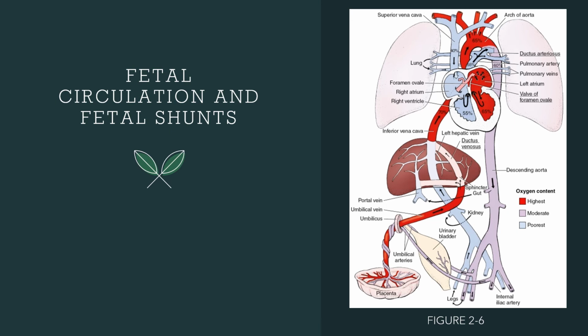Because large quantities of blood are required to flow to the placenta, this permits the right ventricle and left ventricle to pump almost in parallel. The path of fetal circulation and percentage of oxygen saturation in various locations are illustrated in Figure 2-6. The deoxygenated blood from the upper torso returns to the right atrium via the superior vena cava.